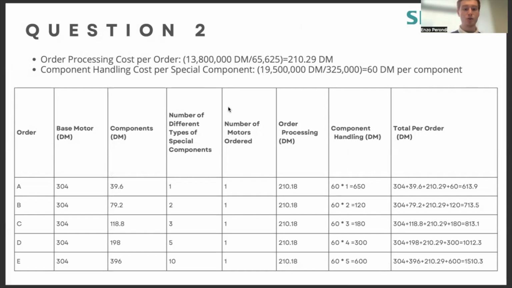First, we have the base motor cost, which is fixed at 304 DM for all orders, regardless of their complexity. Next, the order processing cost, calculated as the total process cost divided by the number of orders. This gives us a fixed cost of 210.29 DM per order. And finally, the component handling cost, which is calculated based on the number of special components in the order. This cost is 60 DM per component. So this table clearly shows how the number of special components significantly impacts the total cost. The ABC system gives Siemens a much clearer picture of how costs are distributed and which factors drive the expenses.